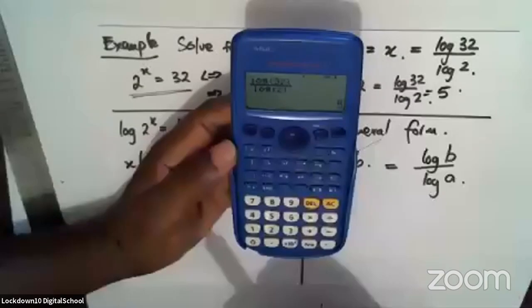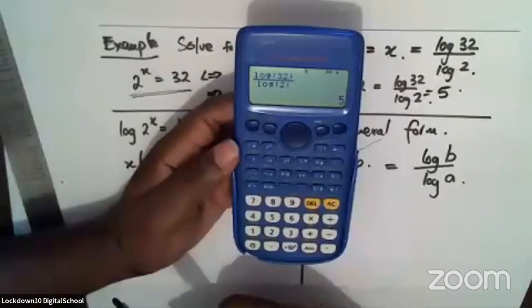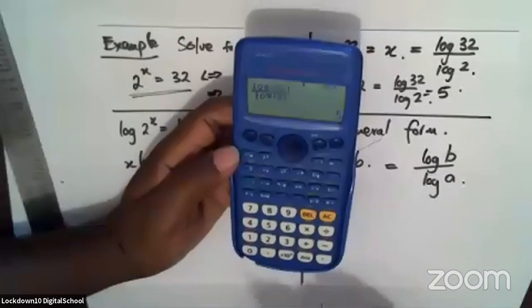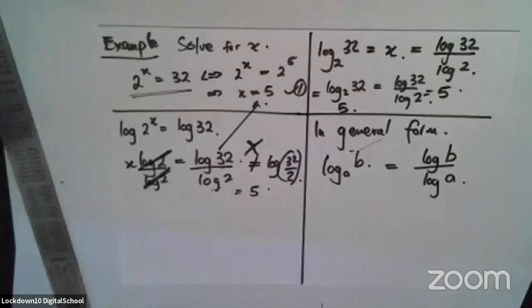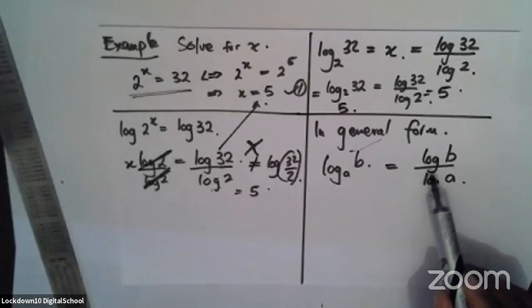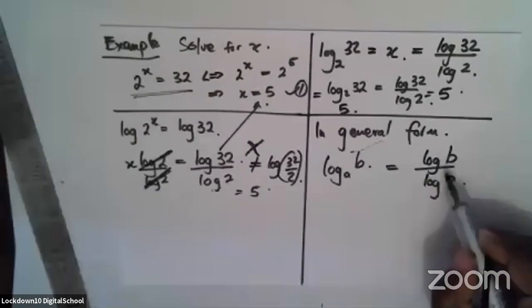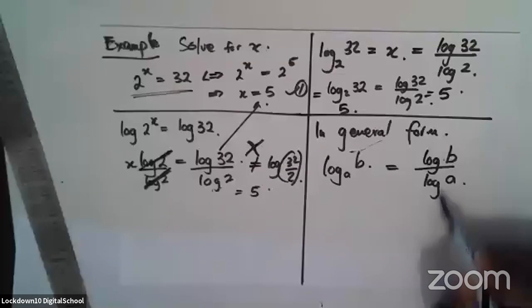Right? So you see, you can get 5. Now, the trick about it is that these two must be the same base. They must be the same base. So even if I put 5, I must also put 5.